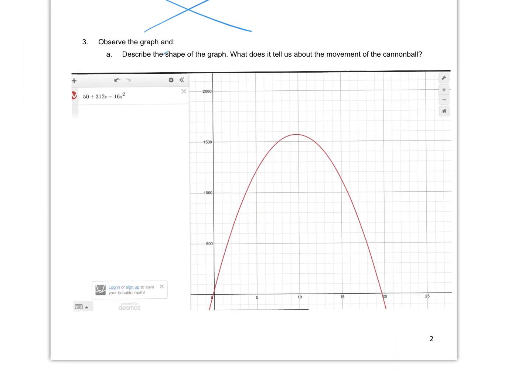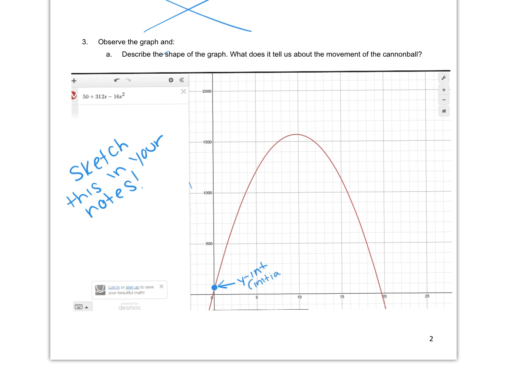So what I would suggest you do is I'm going to write this out just in case no one's listening to me and you're just watching the visual. So sketch this in your notes, because we are going to talk about some of the key features of this graph and what information it tells me. So starting with, here's my y-intercept, right? Y-intercept, which is my initial value, or my initial height, my starting height.